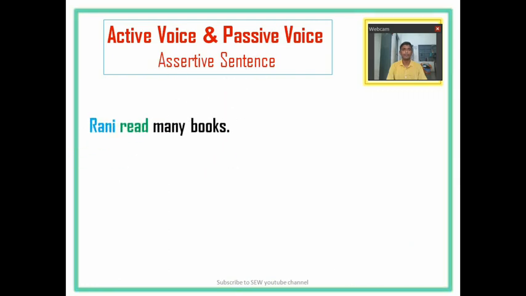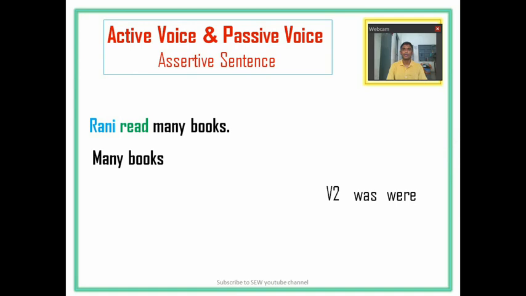Next example, Rani read many books. So Rani is the subject, read is the main verb, and many books is the object. So the object becomes the subject: many books, and it is in V2 form.